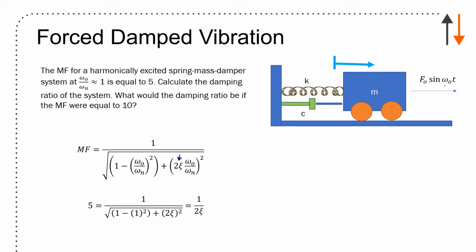I get 5 is equal to 1 over 2 zeta, or 2c, excuse me, and c, so for the sake of spelling it out, because I always called it squiggly, is this. 1 over c is equal to 10, and c is equal to 1 over 10. For a magnification factor of 10, same thing, 1 over c, but now it's equal to 20, and c is going to be 1 over 20. So this just tells you what the difference in the various critical damping coefficients are.